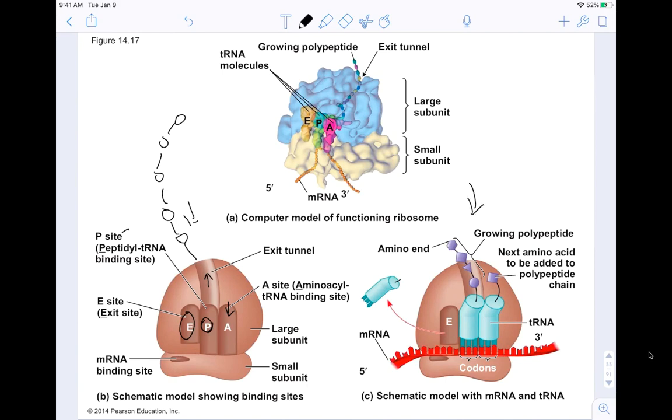Okay, so you have our new amino acid being brought in right here. And then the growing polypeptide chain, then it will switch over, it'll move, and it will add its little amino acid onto the chain. So the next one will be a little square. And then it will exit. So it will go to the exit site and it will be released.